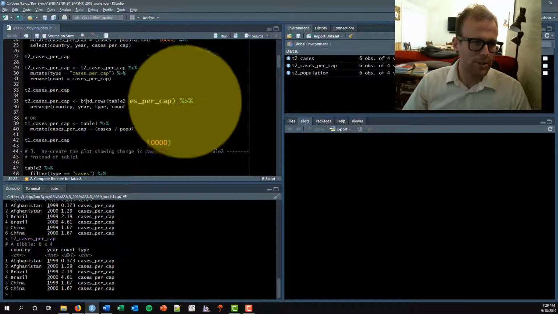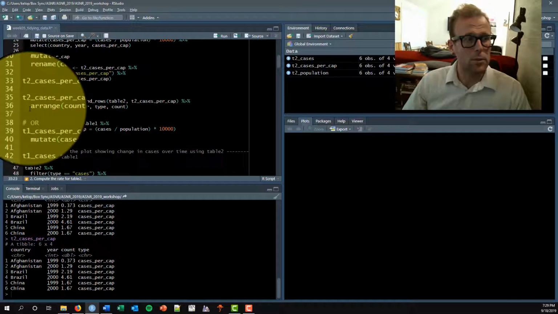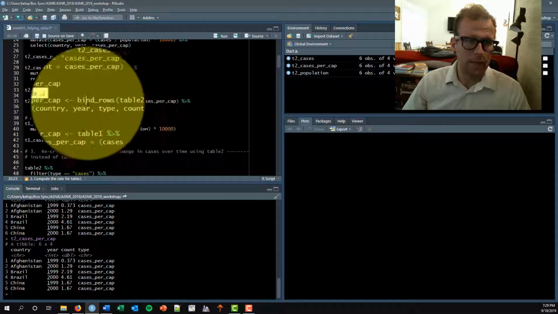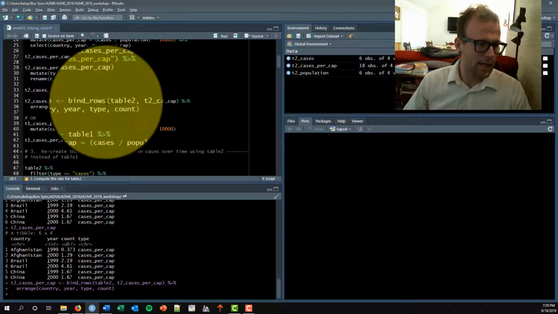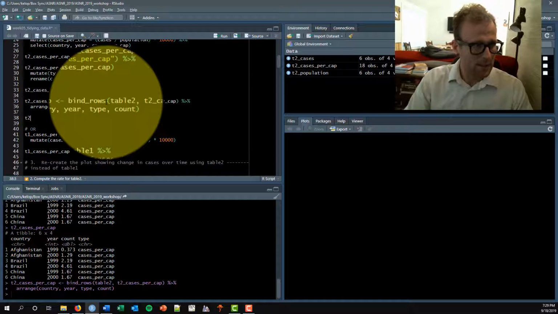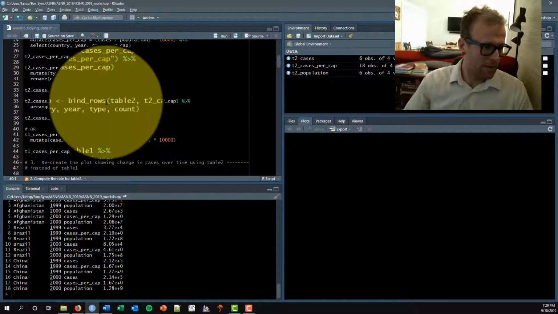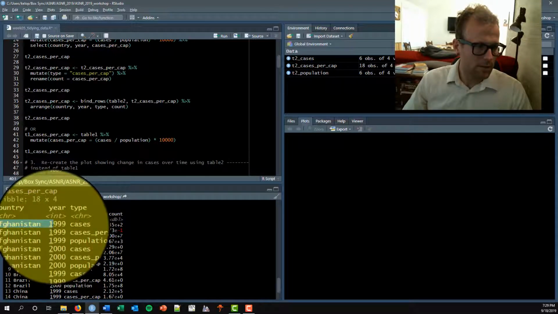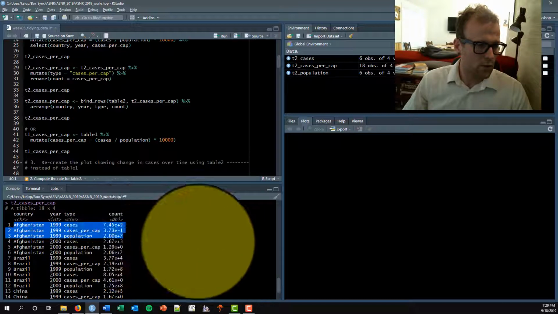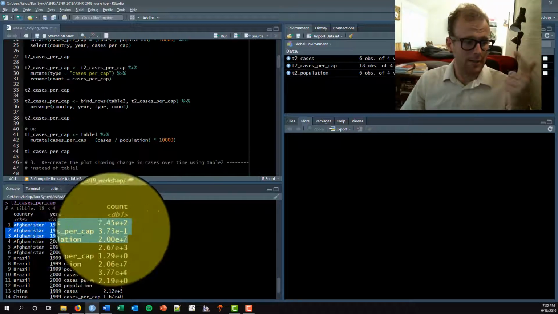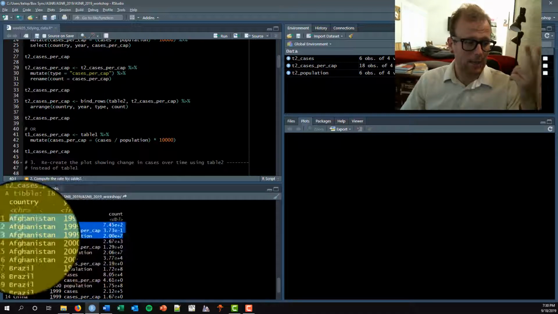Then I'm going to push that result through a pipe and arrange the data so that it's sorted by country, year, type, and then count. If I do that, I'm going to end up with something very different. T2 underscore cases per capita. You can see now I have for each country in each year 3 different types of counts. I have the cases per capita, and I have the population, right?